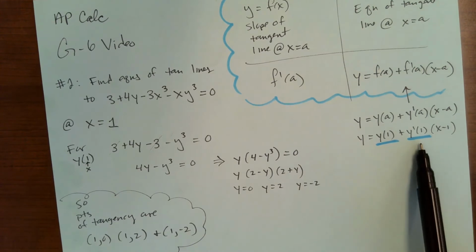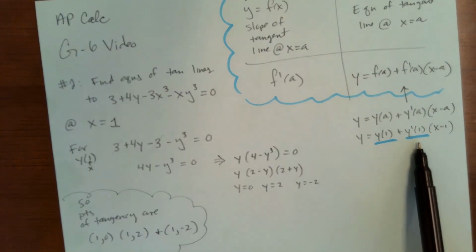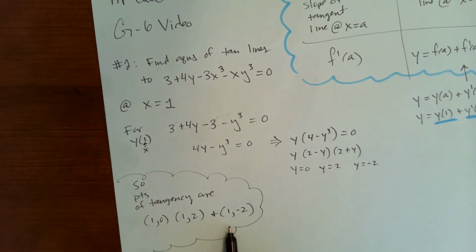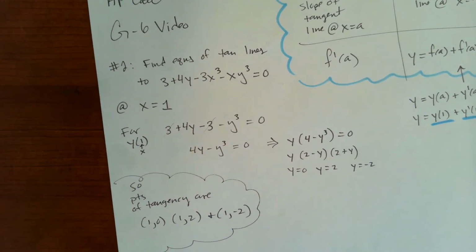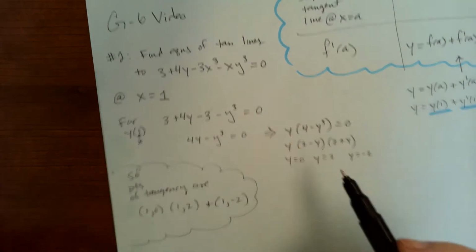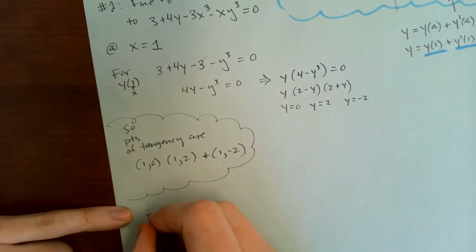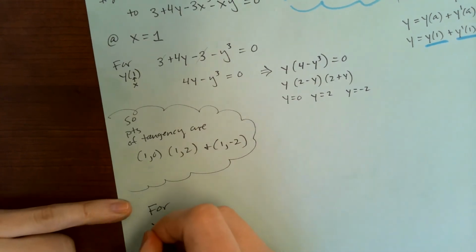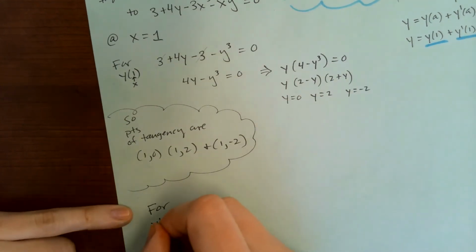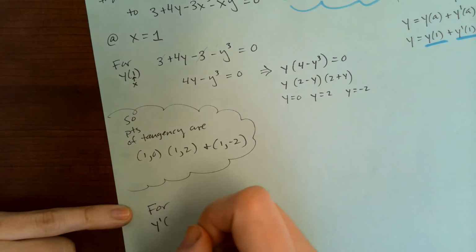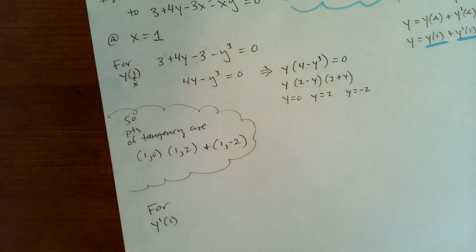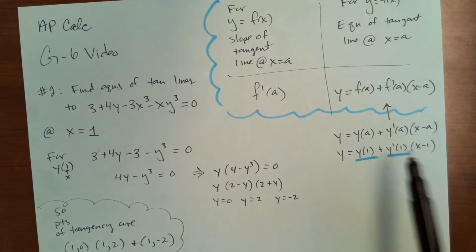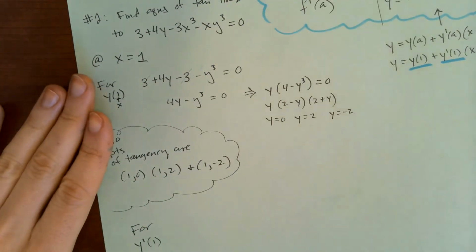Now I need the slopes that correspond to each of these 3 points. And this is the calculus part. This is where you take the derivative. So for y prime at x1, which I'm using to find this, there's going to be 3 of them, just like there were 3 y1s.